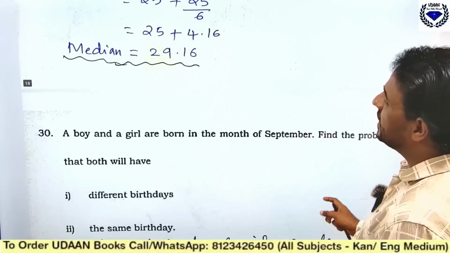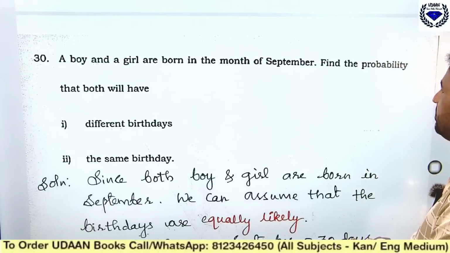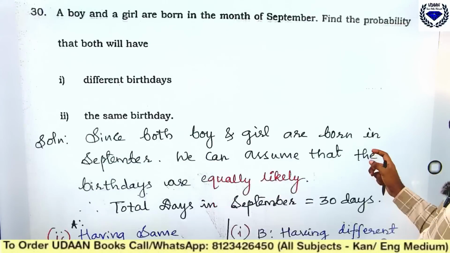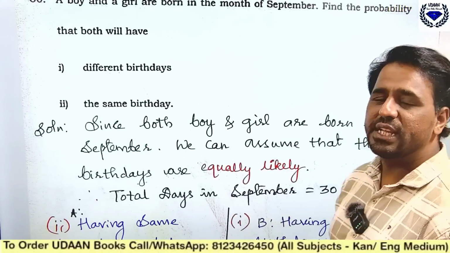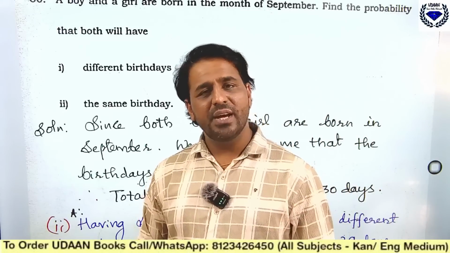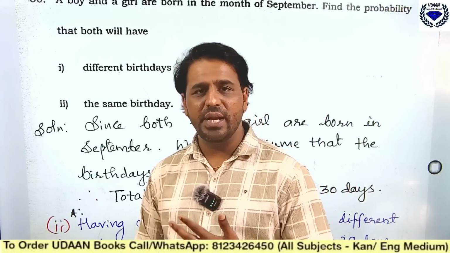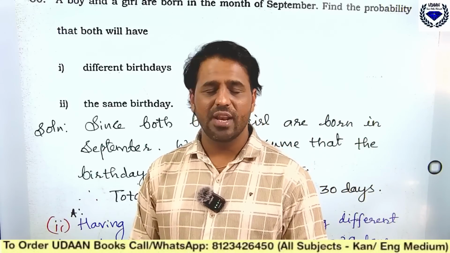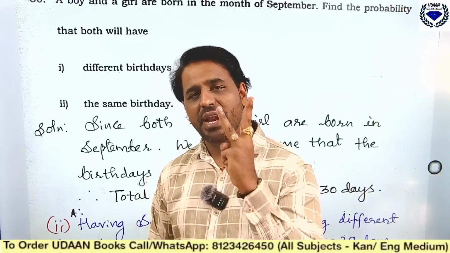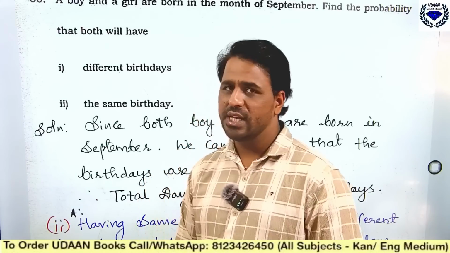Then a boy and a girl are born in the month of September. Find the probability that both will have different birthdays and same birthdays. Remember, total we need always. Denominator of probability is what? Total. So total is what? September has 30 days. So total is 30.